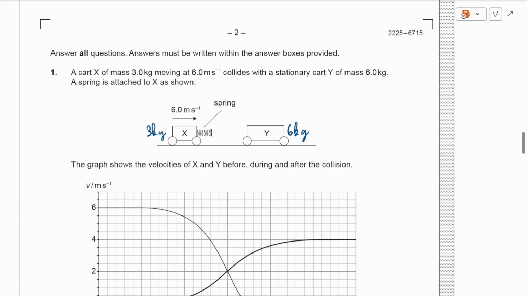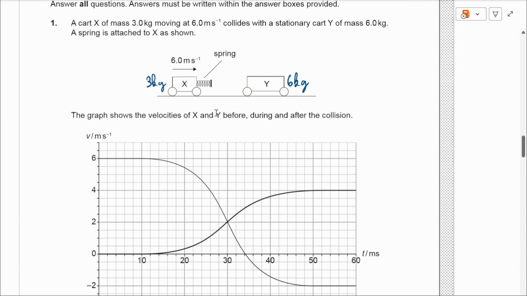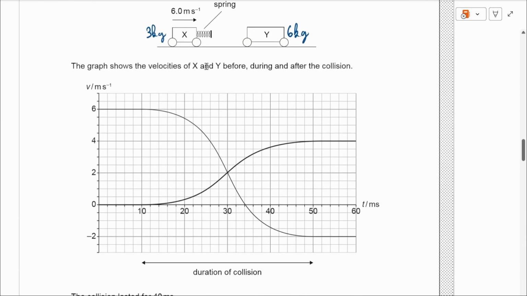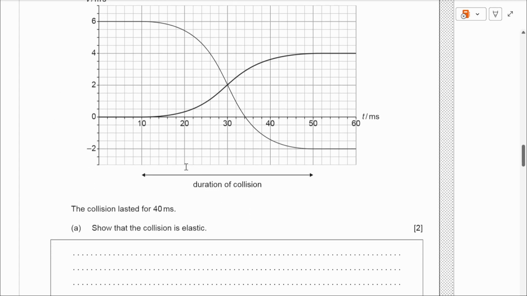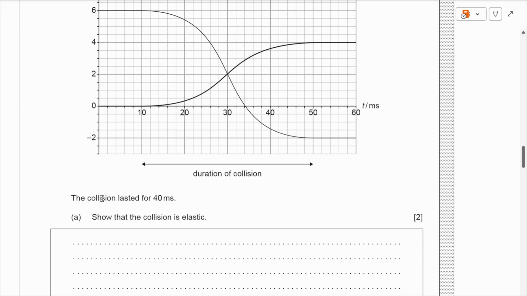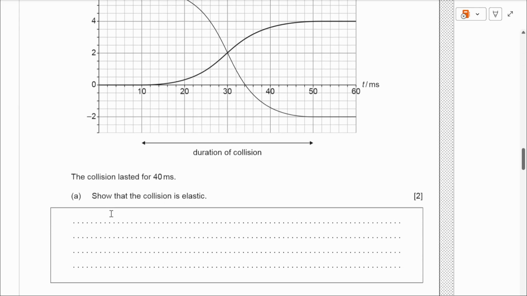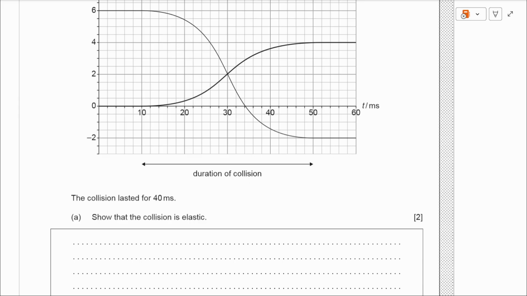Now we have a spring attached to X. And we are given a graph showing the velocities of X and Y before, during, and after the collision. So it's basically a velocity-time graph for the cars. We're told the collision lasted 40 milliseconds. We need to show that the collision was elastic. So for this, we need to know what an elastic collision is.